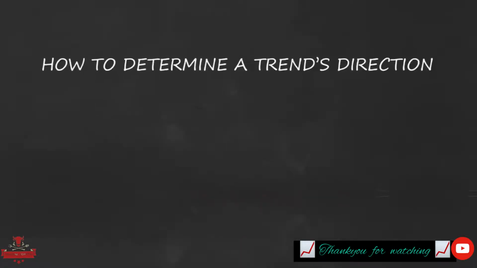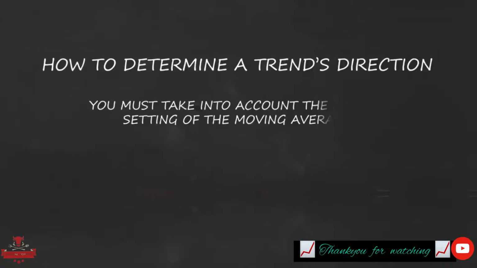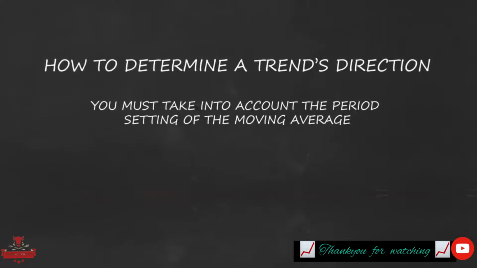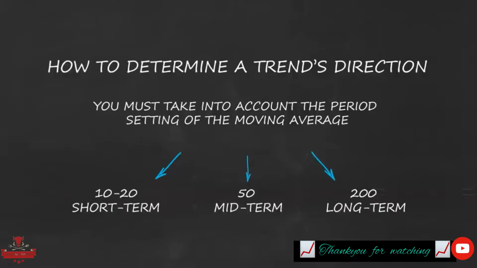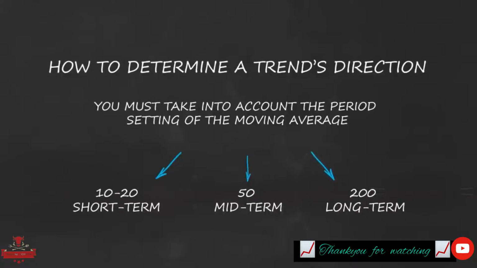To determine the direction of a trend using a moving average, you must take into account the set time period. We touched on this briefly in the last video, where we showed you the most commonly used time periods when analysing short-term, mid-term and long-term trends. But why is it important to be aware of the time period of the moving average?